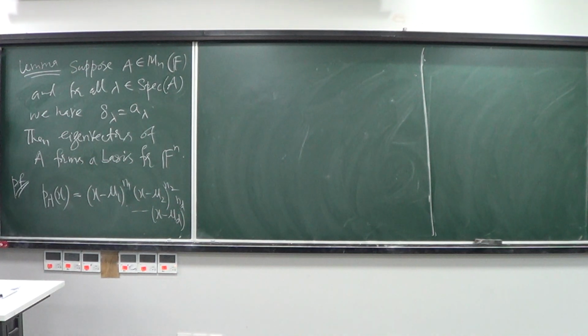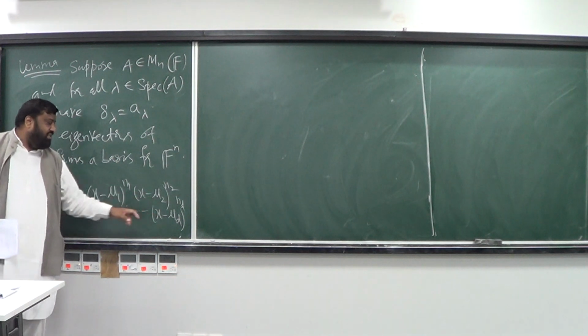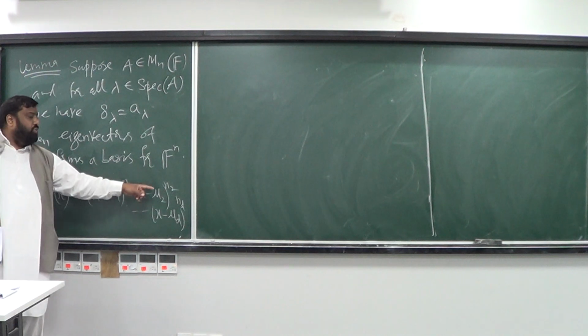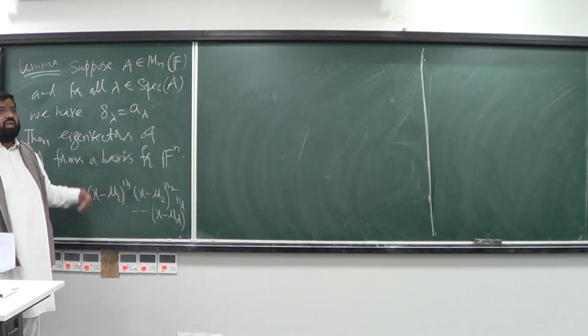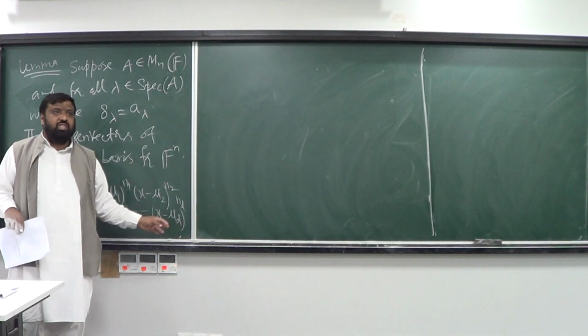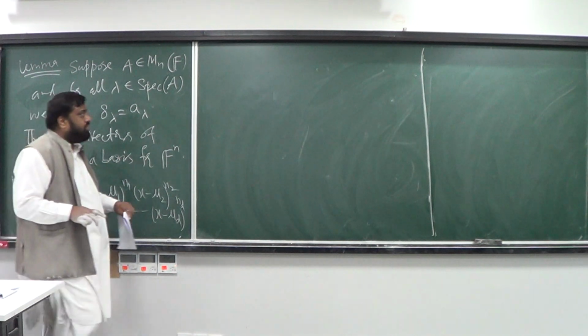So what does this say? What can we interpret from this characteristic polynomial? That there are d distinct eigenvalues, which are mu1, mu2, up to mu d, and n1, n2 and nd are the algebraic multiplicities of the eigenvalues mu1, mu2 and mu d respectively. Okay? This is what it follows.